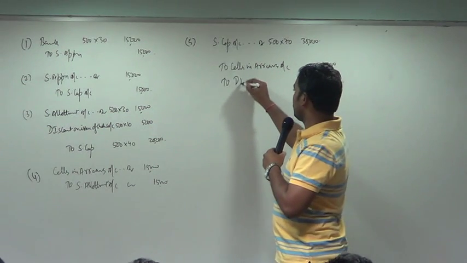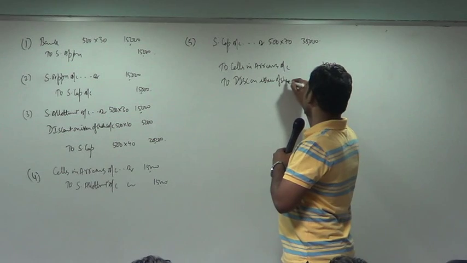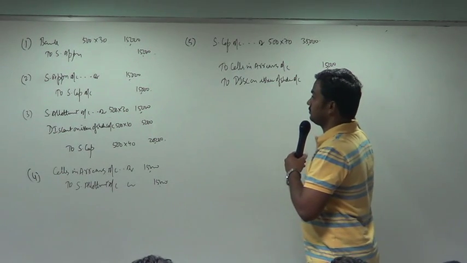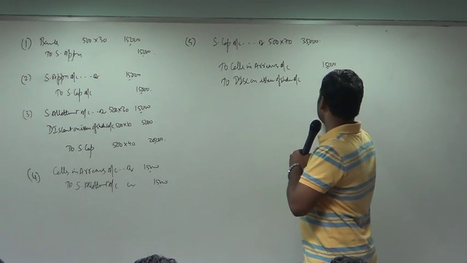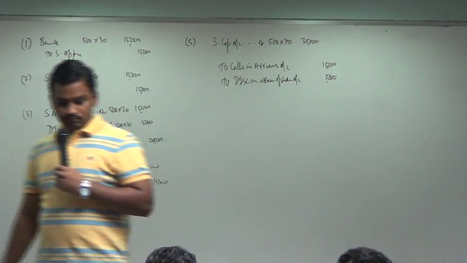Discount on issue of shares. How much? 5,000. Discount on issue of shares account 5,000.